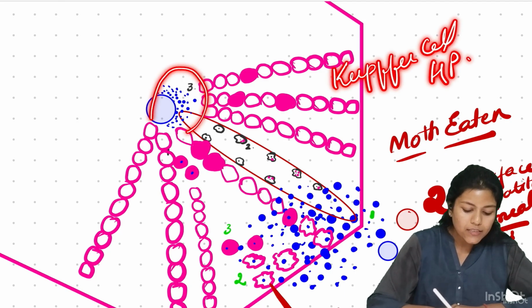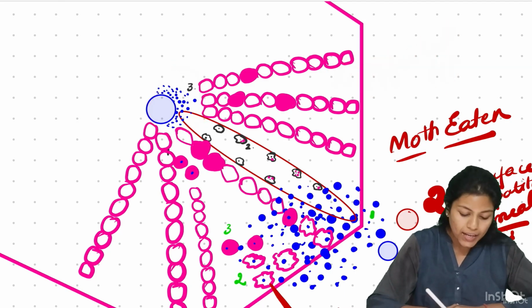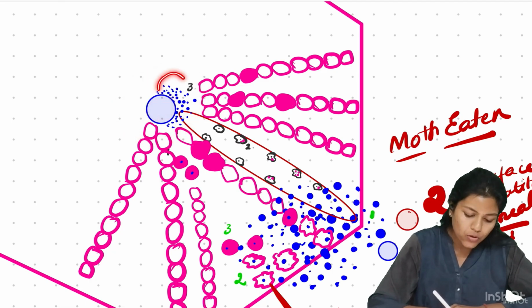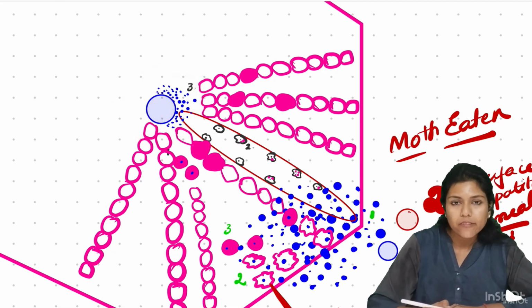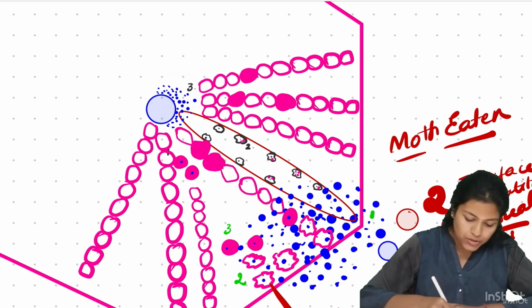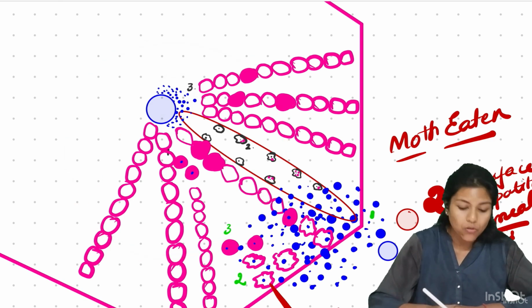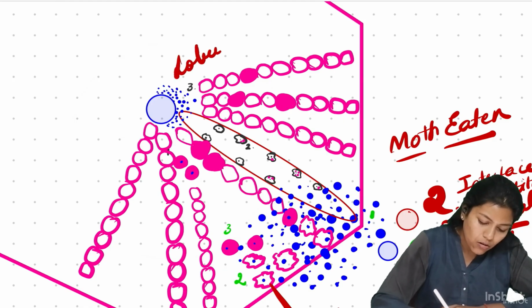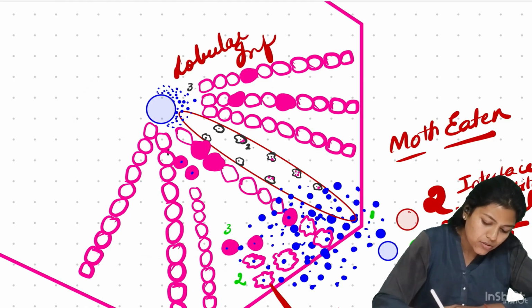And thirdly, there is a focal inflammatory infiltrate around the central vein. This is the central vein. Around the central vein, focal areas show inflammatory infiltrate. This indicates there is ongoing inflammation occurring within the lobule. This is called lobular inflammation.